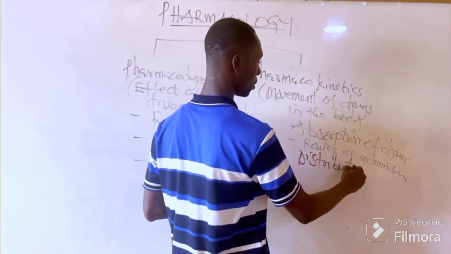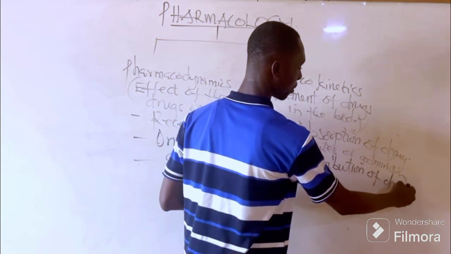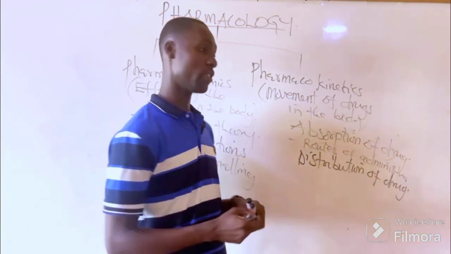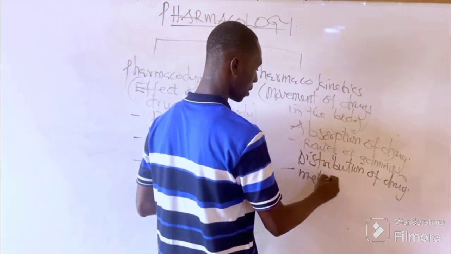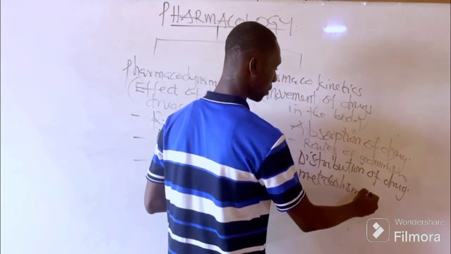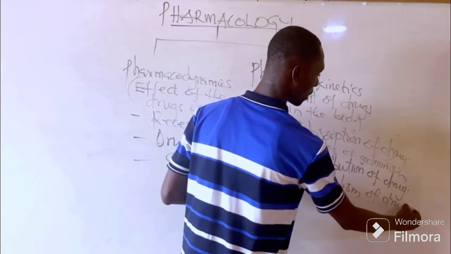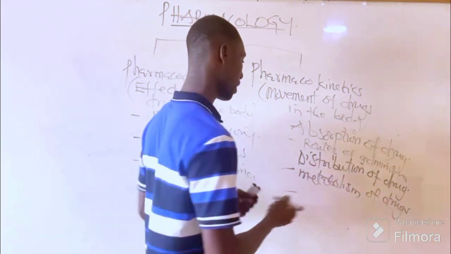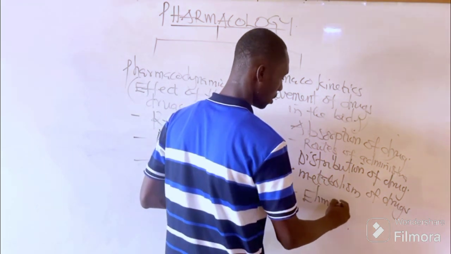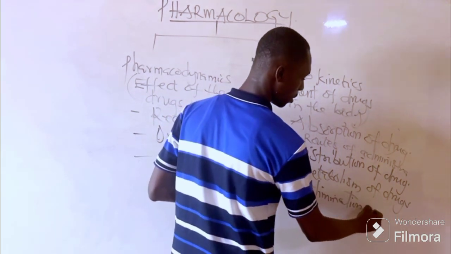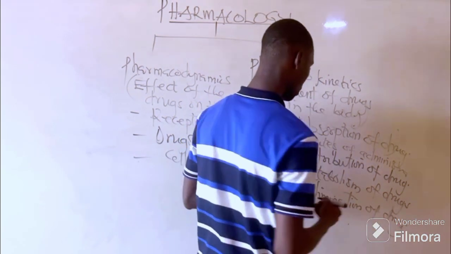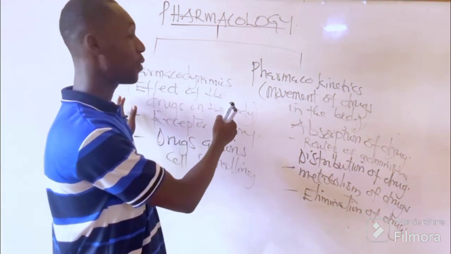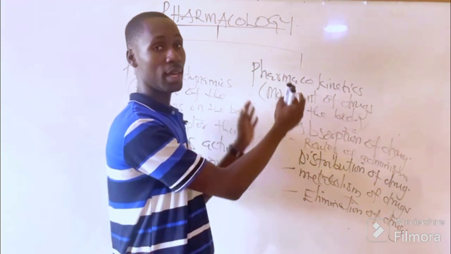After the distribution of the drug, we look at the metabolism of the drug, how the drug is metabolized. Then finally, we will talk about elimination of the drug, or the excretion of the drug. So basically, this is what we'll be talking about under both pharmacodynamics and pharmacokinetics.